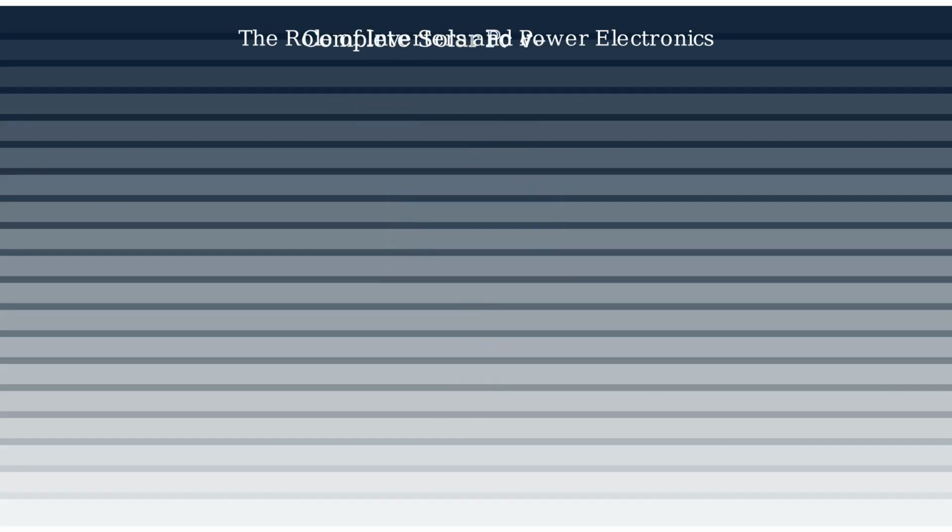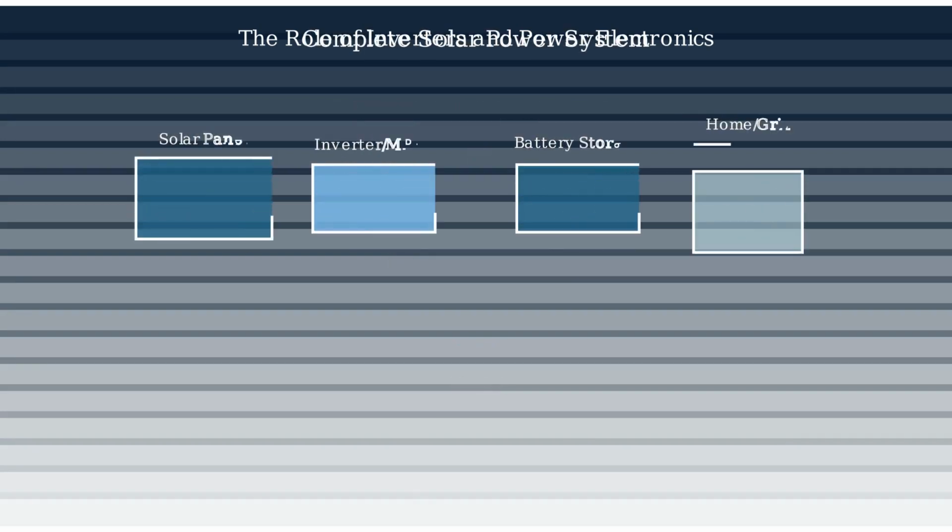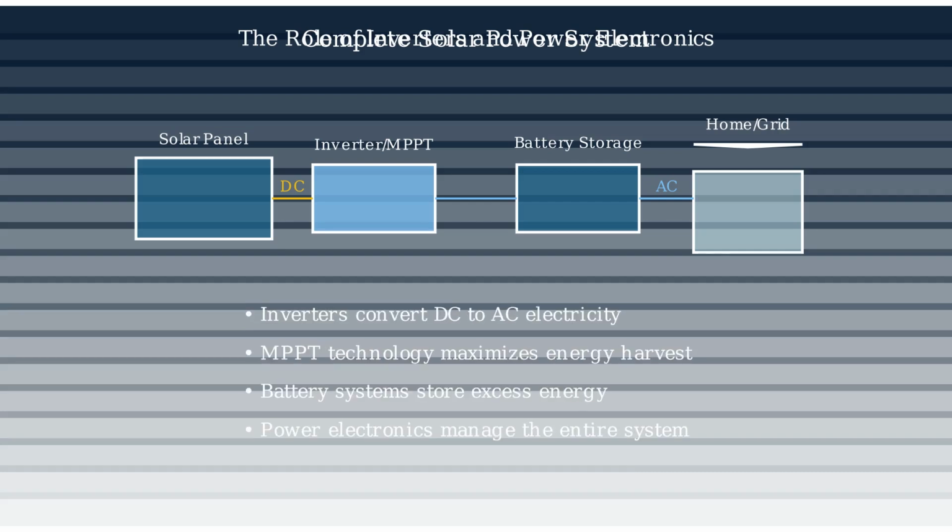Let's look at how all these components work together in a complete solar power system. DC electricity flows from the panels to the inverter with MPPT functionality, which optimizes power and converts it to AC. The AC electricity can either charge the battery storage system for later use or power your home and be fed back to the grid. To summarize, inverters and power electronics are essential components that convert electricity, optimize performance, manage battery storage, and ensure the entire solar power system functions efficiently.